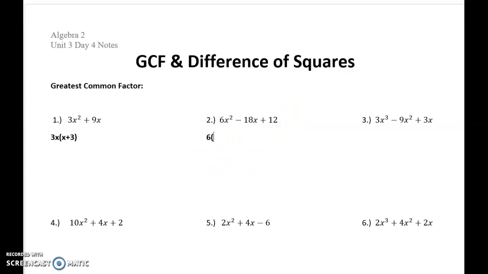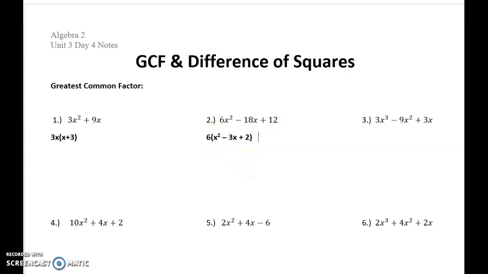So let's divide. 6 divided by 6 is 1. So I'm going to have x squared minus 18 divided by 6 is 3. And I didn't factor out the x, so I've still got that x there. And 12 divided by 6 is 2. All right, so I noticed that what I have in my parentheses is quadratic. What I have here, maybe I can factor again.